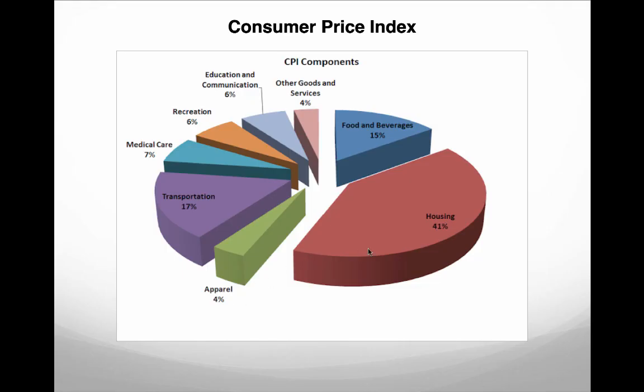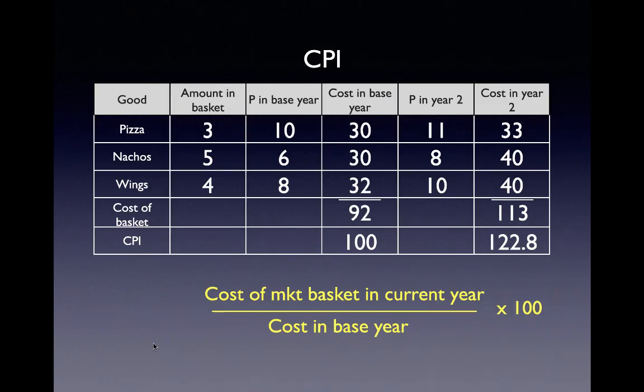There's a lot of goods in here, but this gives you an idea of the categories. So housing, which is tricky to measure a price index for. Food and beverage, transportation, other things. So it's supposed to be a pretty representative sample of consumer prices. So we're just going to look at a simple example of how this is calculated more or less.